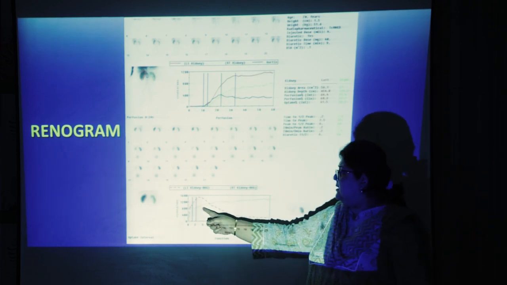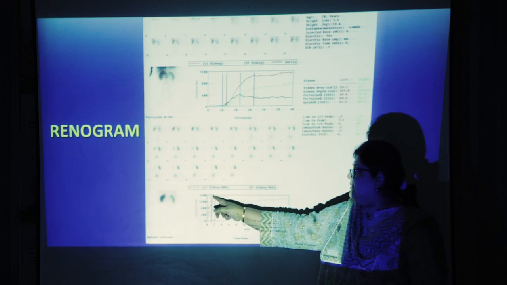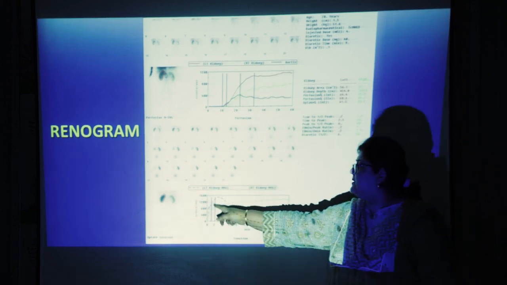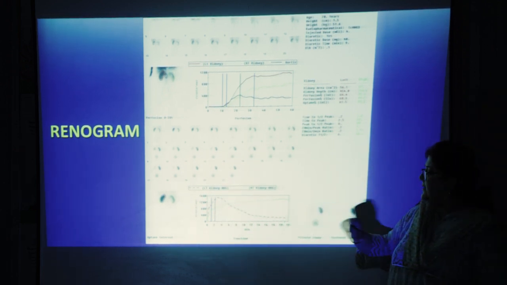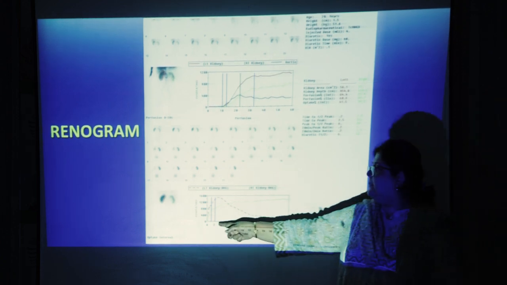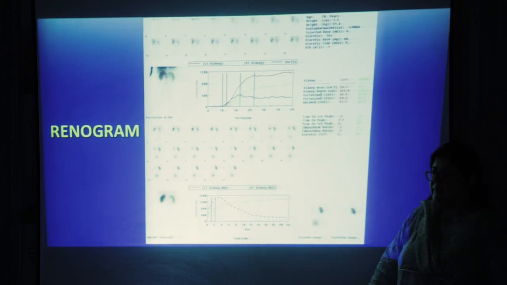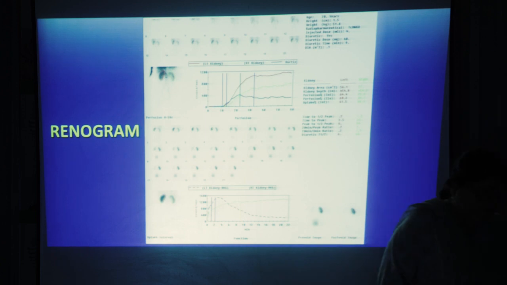You can see that this curve is an upgoing curve, right? This curve is a downgoing curve. So this curve, which is the downgoing curve, looks at your right kidney, and this upgoing curve looks at your left obstructed kidney. Okay.